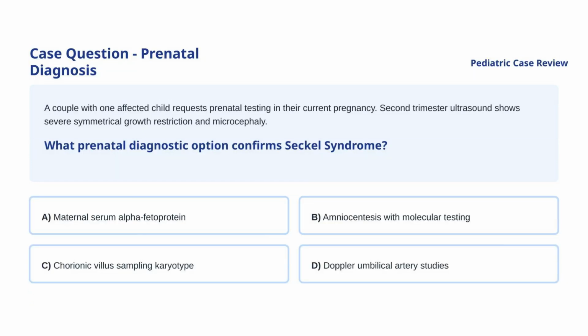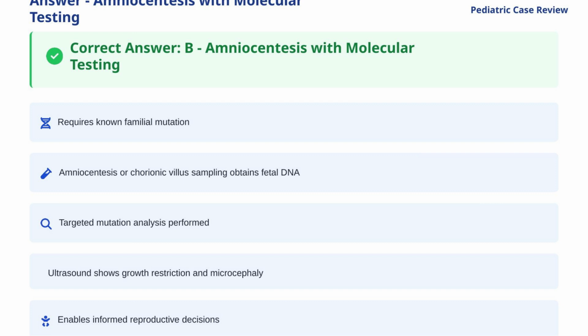Case 17. A couple with one affected child requests prenatal testing in their current pregnancy. Second trimester ultrasound shows severe symmetrical growth restriction and microcephaly. What prenatal diagnostic option confirms Seckel syndrome? Option A. Maternal serum alpha-fetoprotein. Option B. Amniocentesis with molecular testing. Option C. Chorionic villus sampling karyotype. Option D. Doppler umbilical artery studies. The correct answer is B.